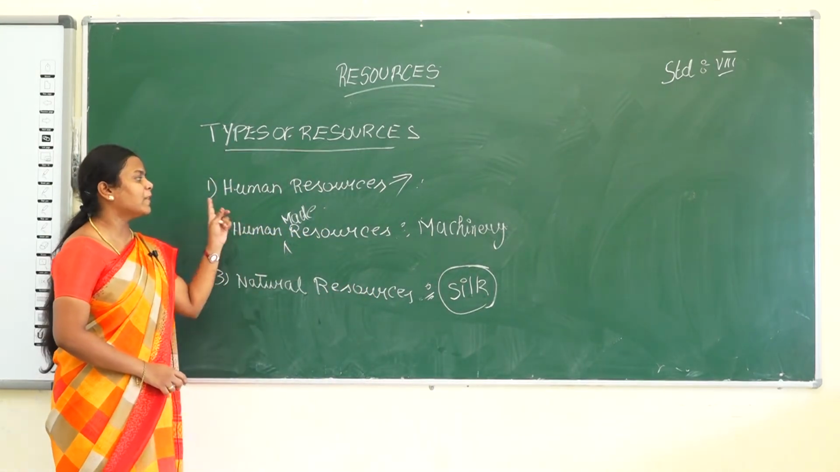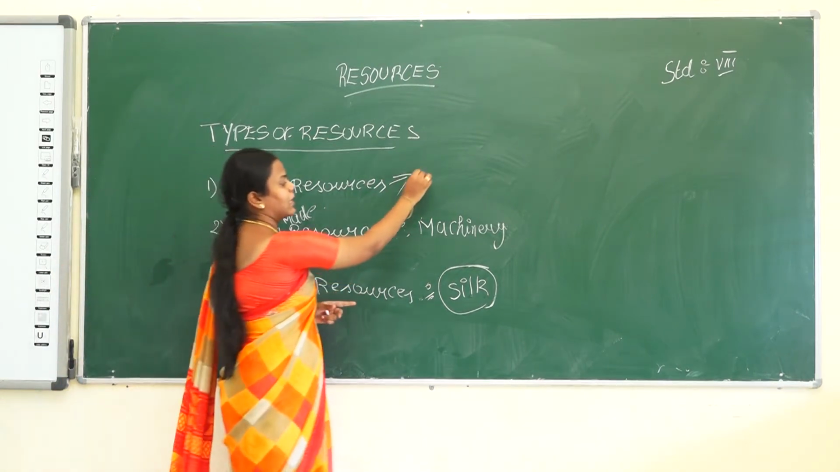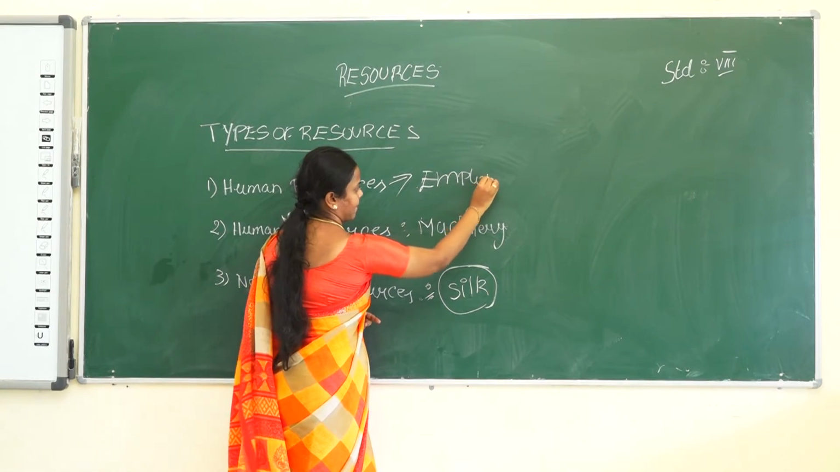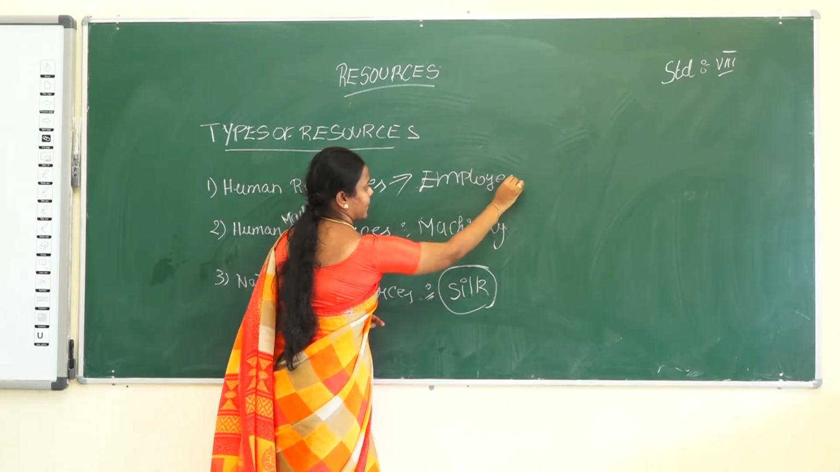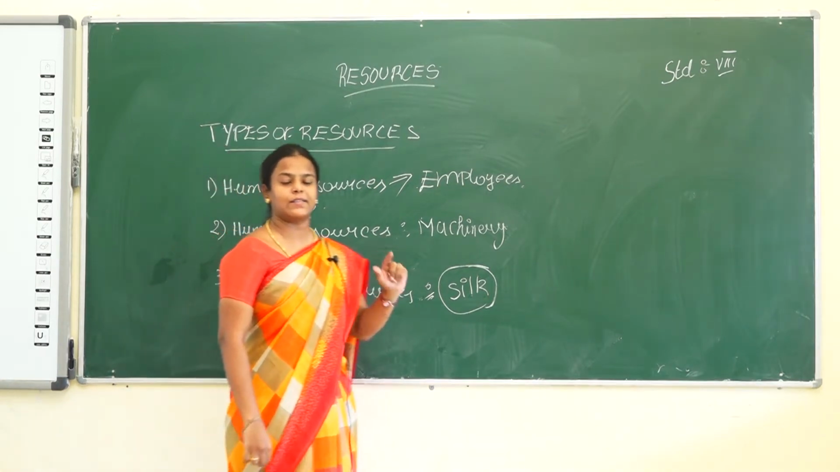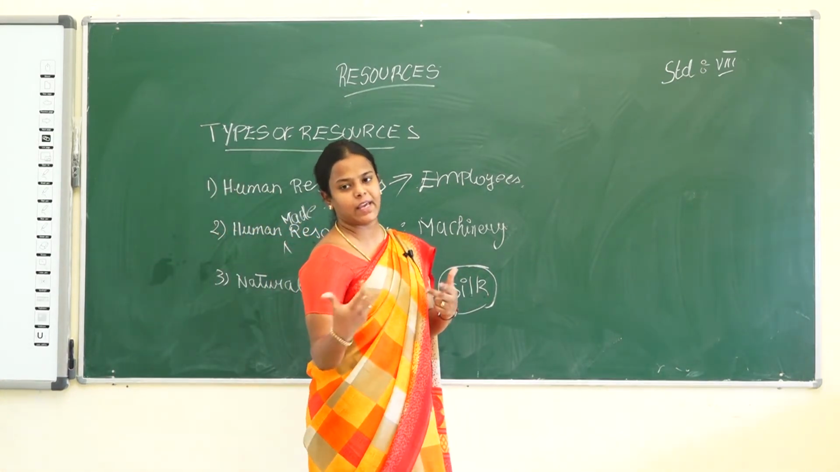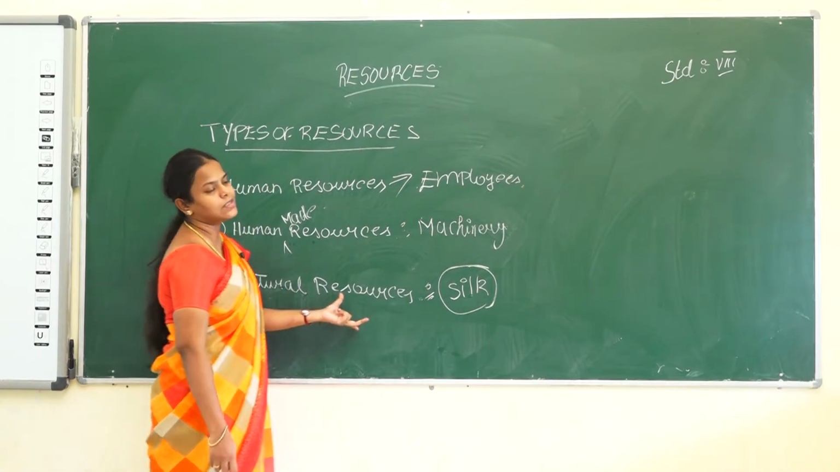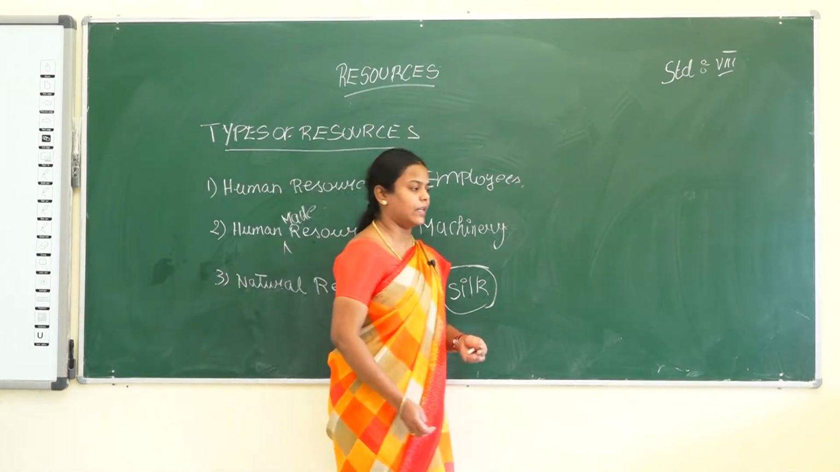I come again: human resources consist of what? Employees. And human made resources consist of the machinery. With the help of machinery they will work. And natural resources contain silk materials.